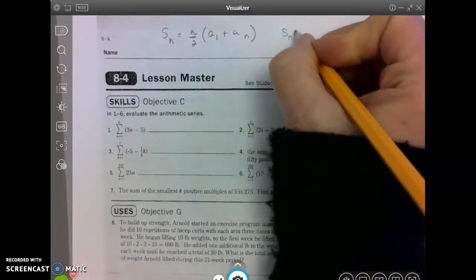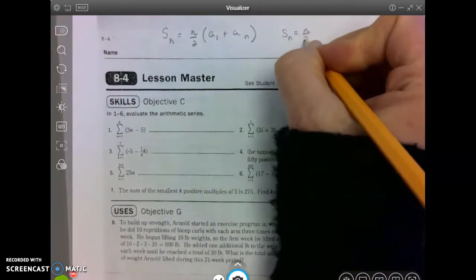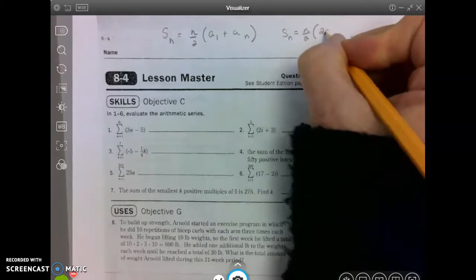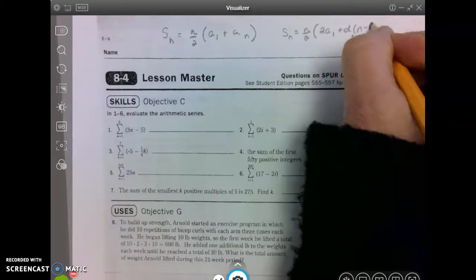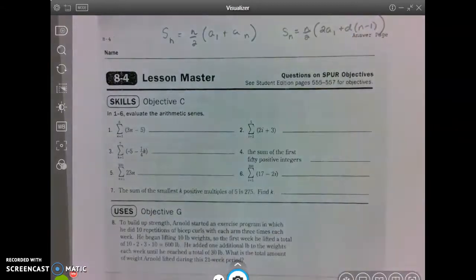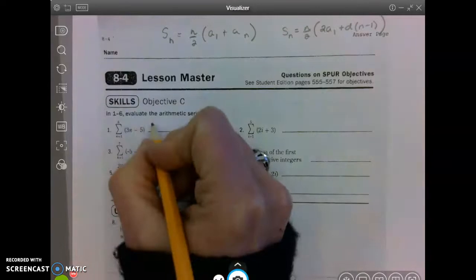If I don't know the first and last term, I can use my formula 2a sub 1 plus the constant difference times n minus 1. Alright, so let's go through and evaluate each of these. Evaluate this series. So I'm adding up the first 6 terms.